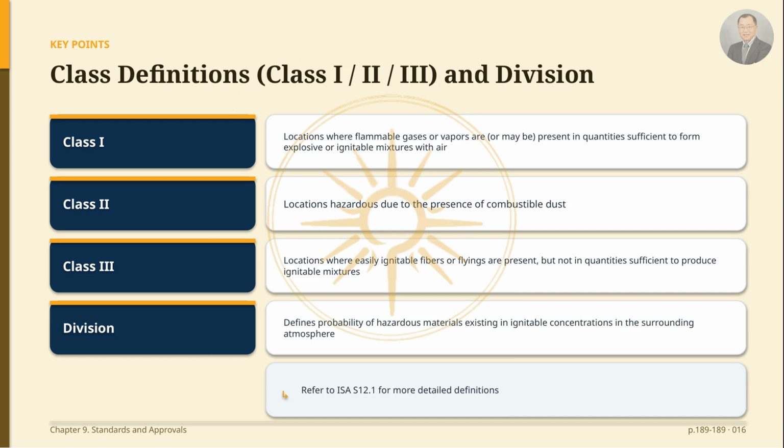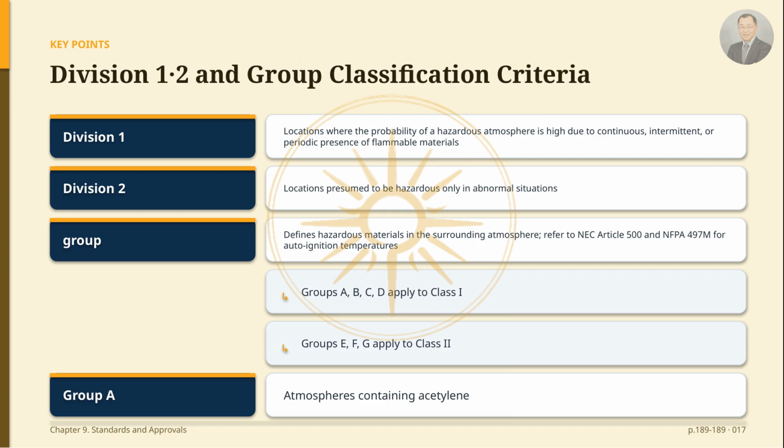Next, the division defines the probability of these hazardous materials being present in an ignitable concentration in the surrounding atmosphere. For more detailed definitions, please refer to the ISA S12.1 standard. Let's break down the division into two types. Division 1 refers to locations in which the probability of the atmosphere being hazardous is high due to flammable material being present continuously, intermittently, or periodically. Division 2 refers to locations that are presumed to be hazardous only in an abnormal situation.